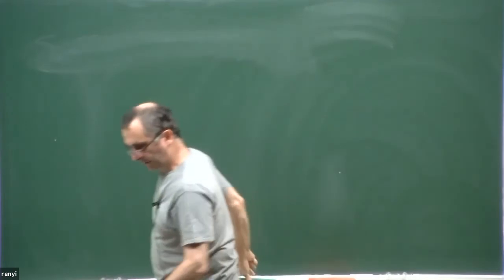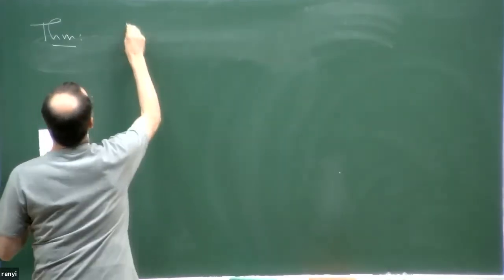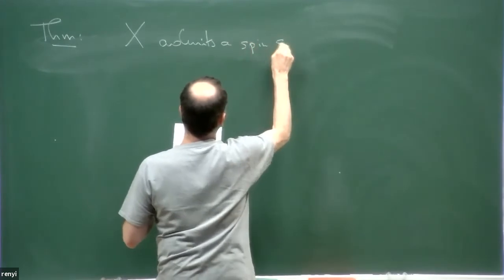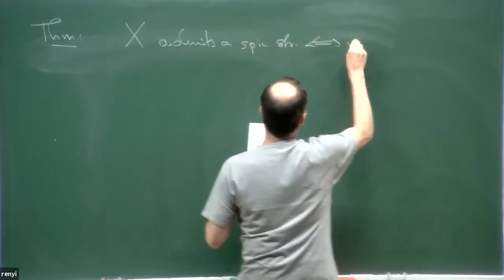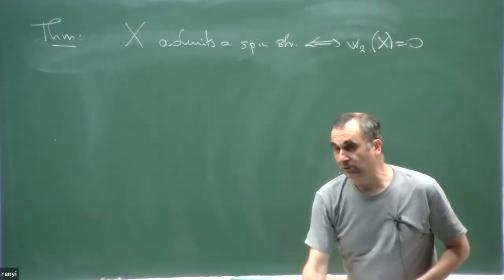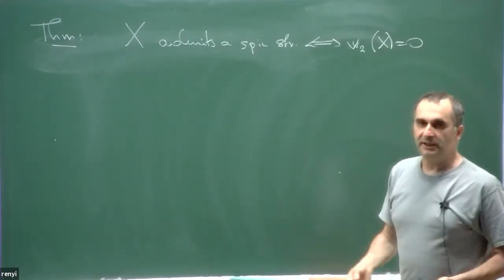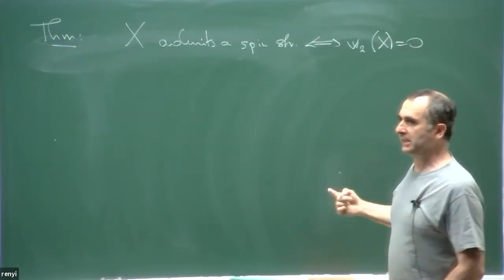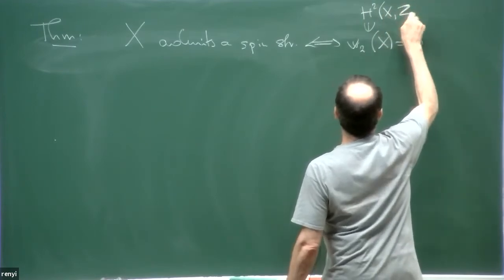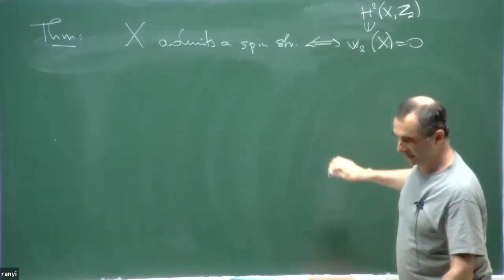So here is a theorem. X admits a spin structure if and only if the second Stiefel-Whitney class of X vanishes. So I use this terminology of characteristic classes. If you are familiar with it, it helps. If you are not, then you have to remember that there is a cohomological assumption. This class lives in the second cohomology with Z2 coefficients, which gives you an if and only if statement.